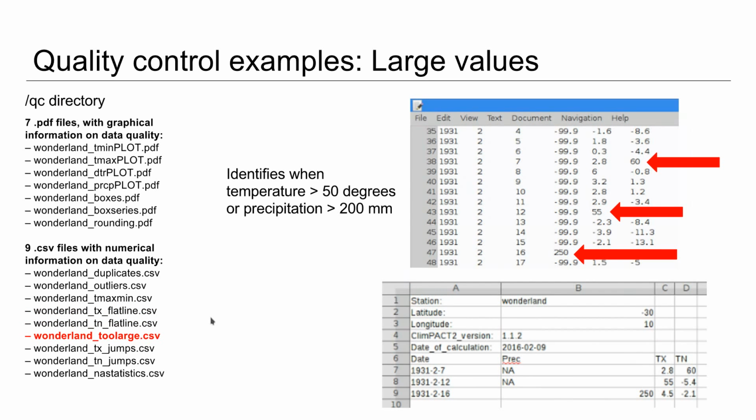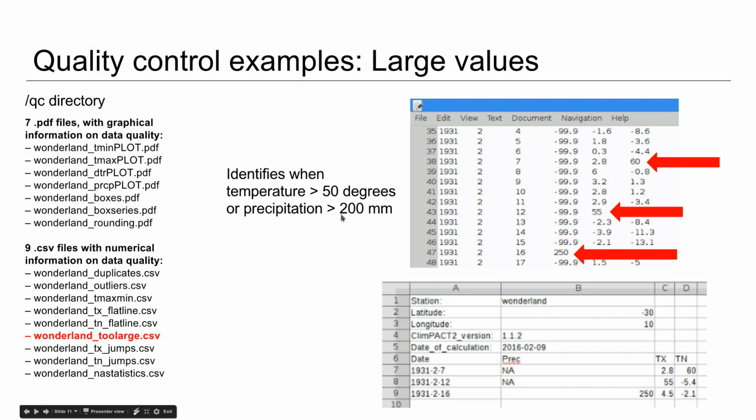The next CSV file is toolarge.csv, and this just flags dates where temperature is greater than 50 degrees or precipitation is greater than 200 millimeters. So in this input file I've just put in some large temperatures over 50 degrees and precipitation of 250 millimeters, and you can see that these dates are recorded in the CSV file.